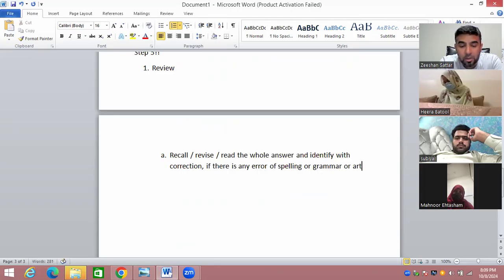or articles or punctuation, we correct them, because if we do not review the answer, all errors that we have committed will go straight to the examiner, and definitely these will damage our overall band in the exam. Errors of spelling, grammar and punctuation will cost us a lower band score. So now the final step is the review.